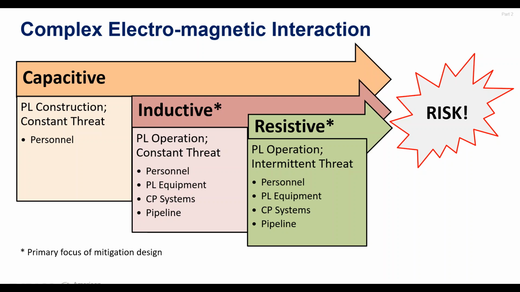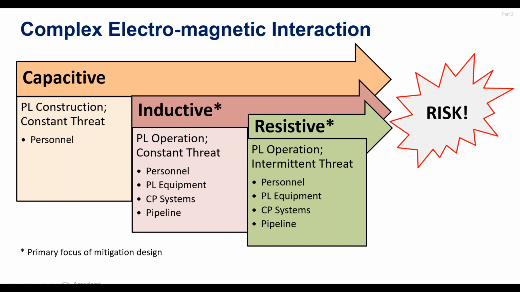Our second method of coupling we identified as inductive. Once the pipeline is in operation, so it's mostly buried with some above-ground appurtenances, we're going to see those inductive effects. Again, that's a constant threat, presenting risk to personnel, pipeline equipment, CP systems, and the pipeline itself. And then finally, resistive coupling. Again, while the pipeline's in operation, that's an intermittent threat. It's going to affect those same four assets: our personnel, our pipeline equipment, our cathodic protection systems, and our pipeline.